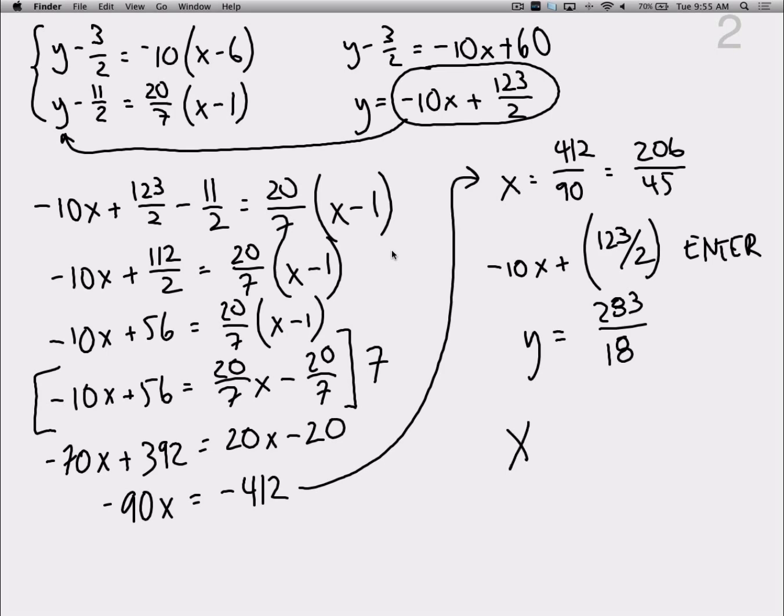That is X, that we called the point X in the previous thing. So that's 206 over 45, comma 283 over 18. Oh my gosh, nice point. That's the circumcenter. Ew. Okay. Fun, right? No.